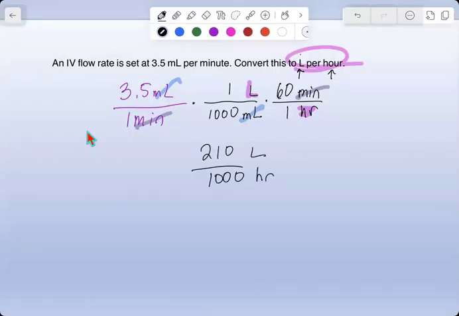Now, 210 divided by 1,000 is a nice thing. Well, I mean, it's not the greatest thing, but it's okay. If you actually get a number, that would be 0.21 liters per hour. So that would be your final answer, 0.21 liters per hour. And again, always check to see how they want us to write the final answer. I don't have that part here, but always try to follow those instructions.